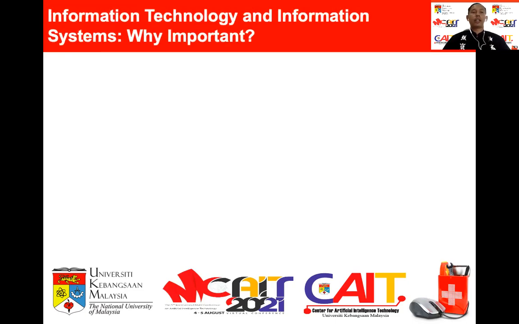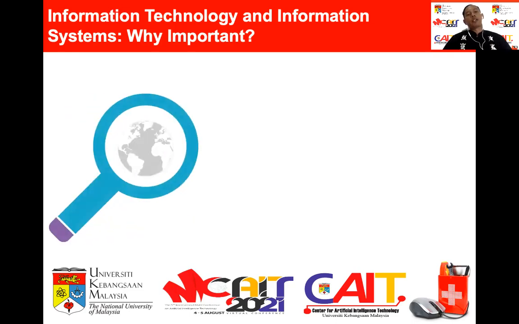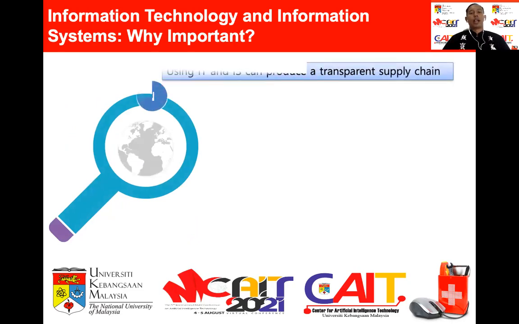So why do information technology and information systems become important? There are 5 things. The first one is IT and IS can produce a transparent supply chain management. It means that IT and IS will continuously increase productivity, and all data, information, and how the supply chain works can be seen by all agents involved. Transparency of information will facilitate planning, coordination, and collaboration between all agents.